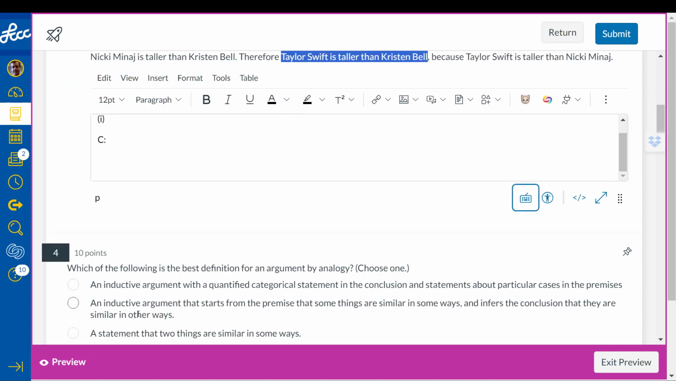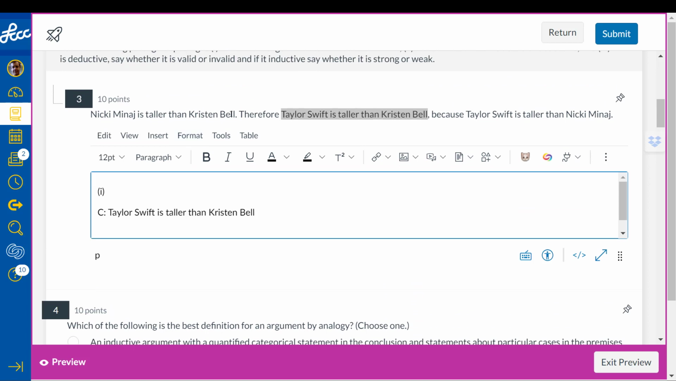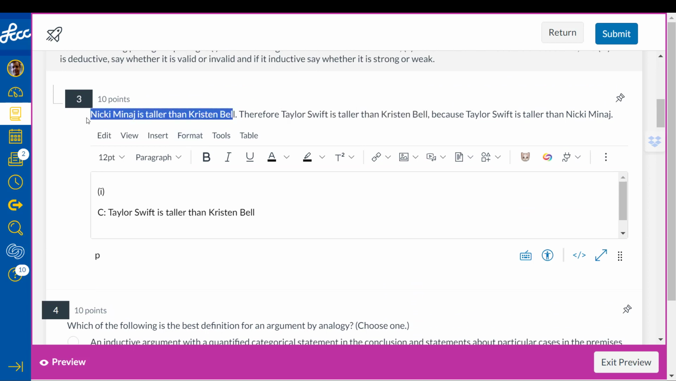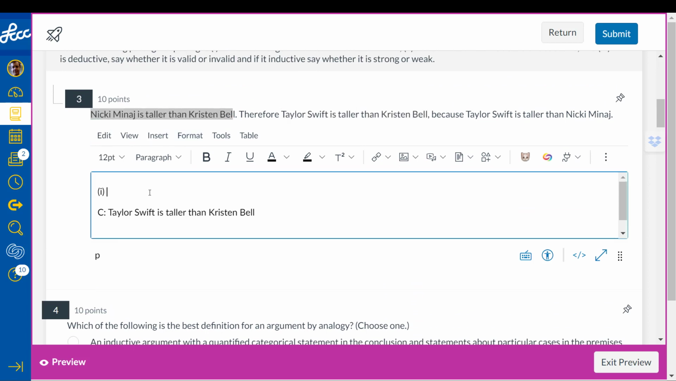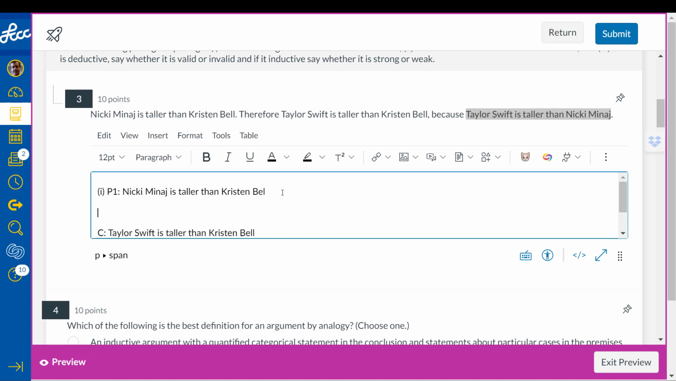C. Just use a space. And then the other two statements are premises. We do not include the indicator words when writing things in standard form. So this is P1. Nicki Minaj is taller than Kristen Bell. And Taylor Swift is taller than Nicki Minaj. P2.